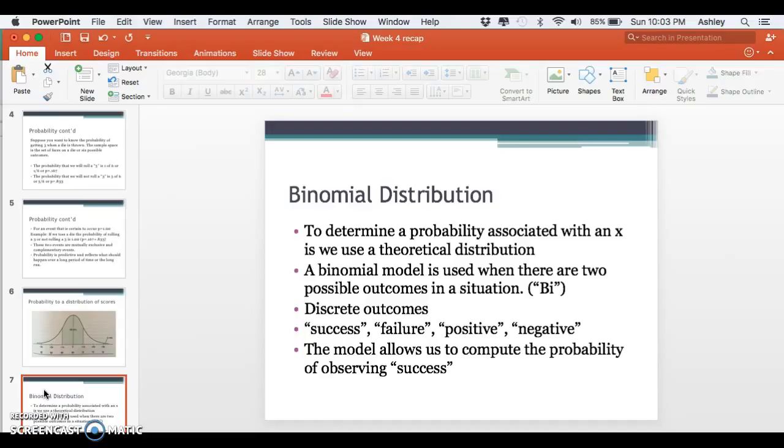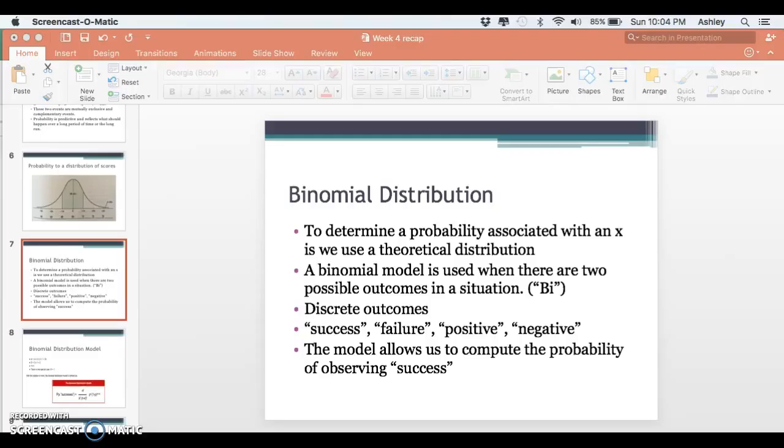So let's say we were interested in looking at the effect of knee angle or knee extensor strength. In that case, you would probably use a manual muscle test, and that has positives and negatives. Now those are your two outcomes. We're looking at success or failure, positive or negative, or those types of things. Whatever it is, it has to be discrete. They're all discrete outcomes, and this model allows us to compute the probability of observing success.